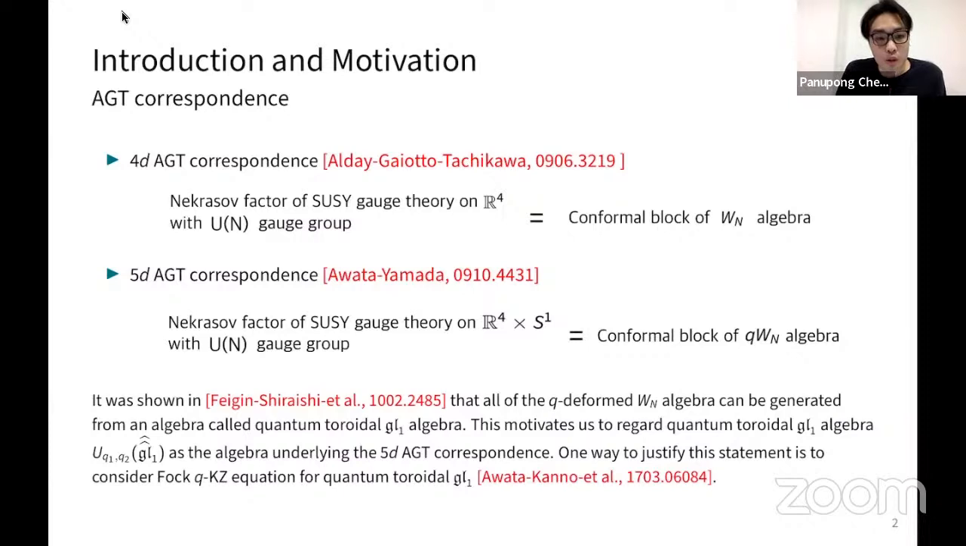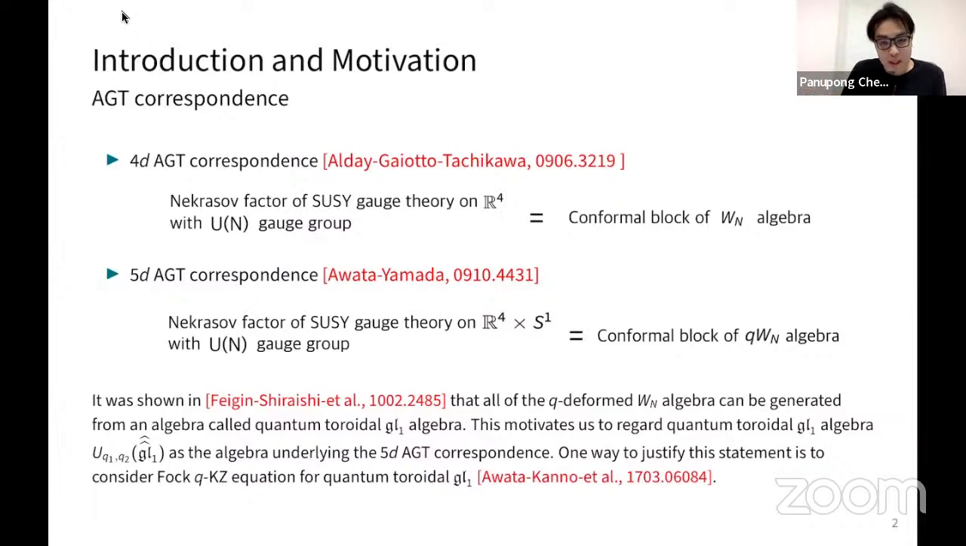And then it was shown in the paper by Feigin, Shiraishi and many people that all of the q-deformed U(N) algebras can be generated from an algebra called the quantum toroidal algebra. So this motivates us to regard the quantum toroidal algebra as an algebra which underlies the 5-dimensional AGT correspondence. And one way to justify this statement is to consider the qKZ equation of the quantum toroidal gl1 algebra.